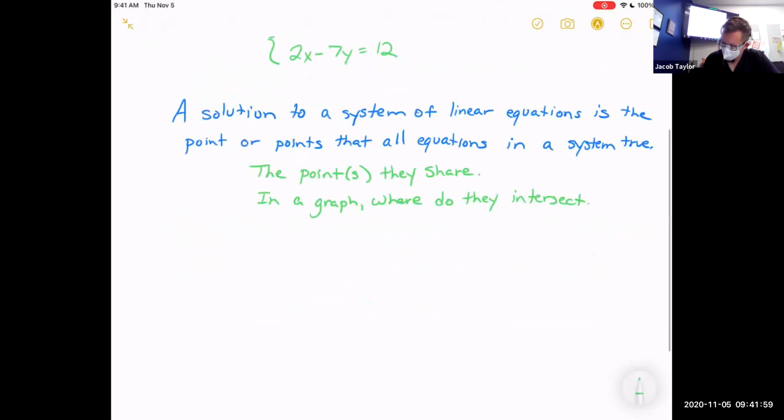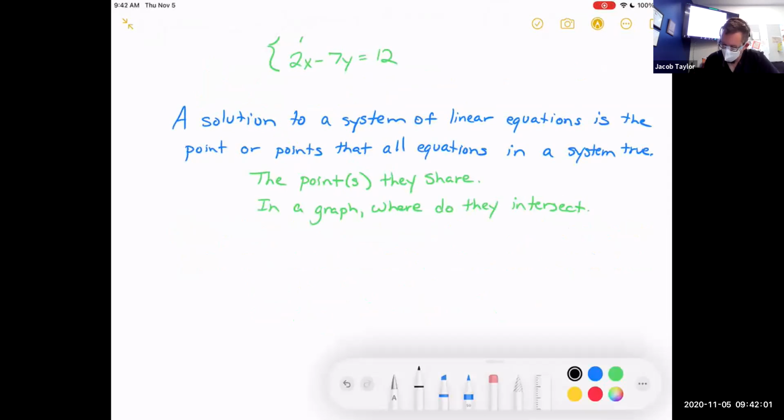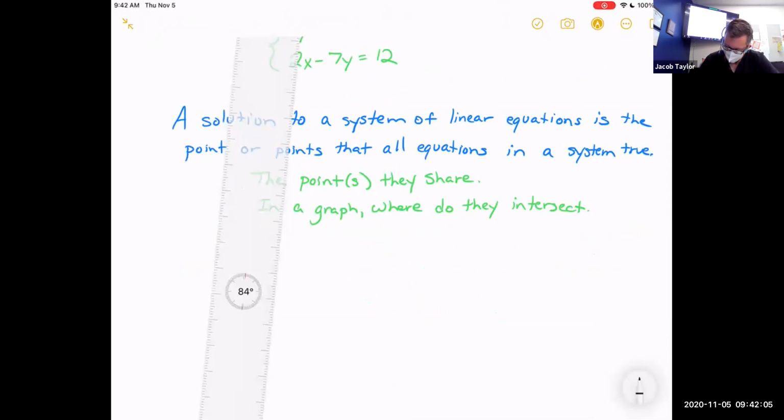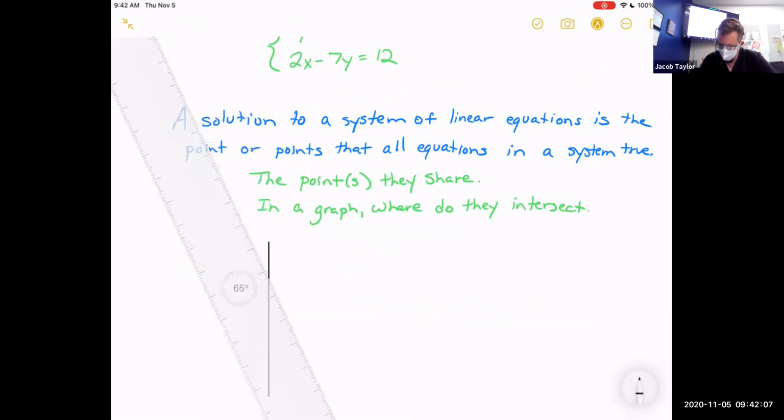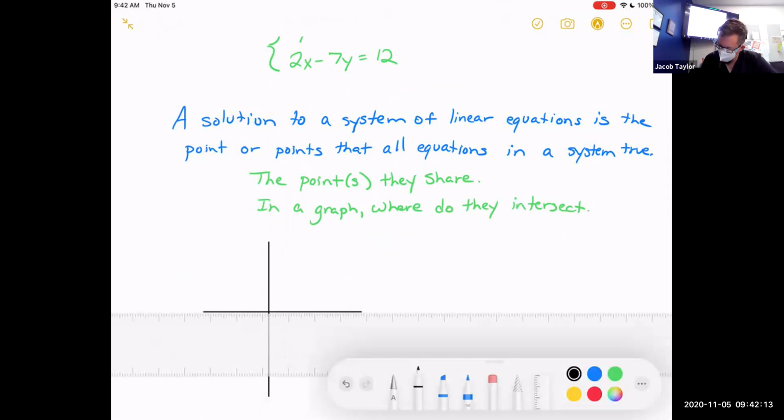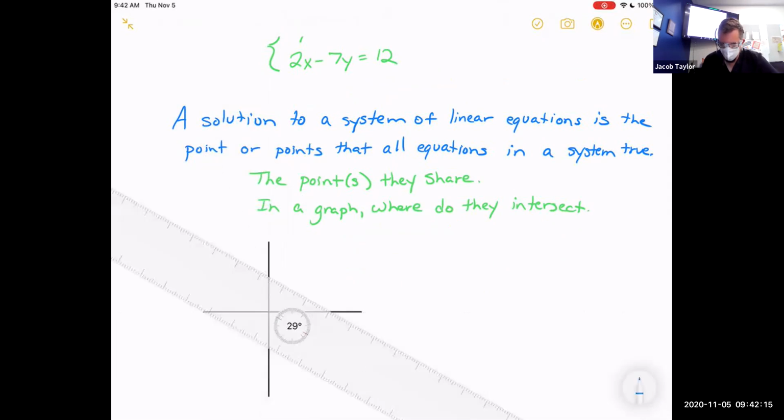For example, if I were to create a graph with an x and a y axis, like this, and I were to draw two lines going across the graph. Here's one line.